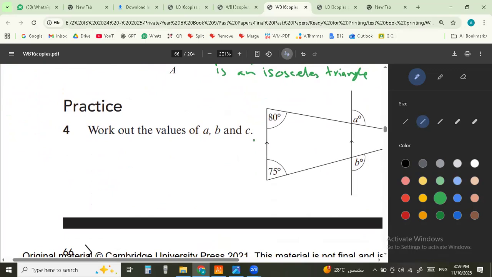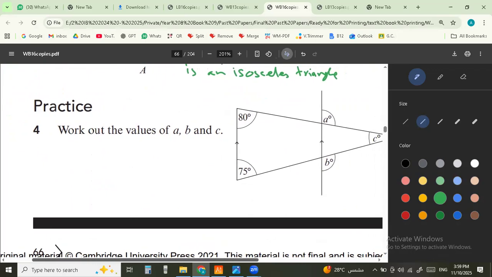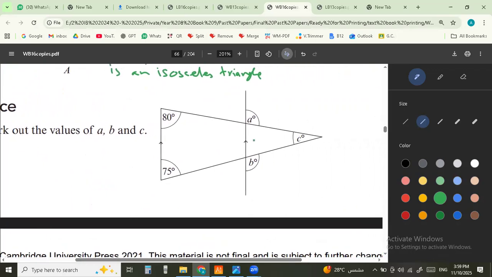Let's continue. Here they wanted to work out the values of A, B, and C. Well, C, I can find it easily. This is a triangle, 80 plus 75, and you minus them from 180 is going to give you angle C. So 180 minus 155 is going to give you exactly 25. So angle C is equal to exactly 25 degrees.